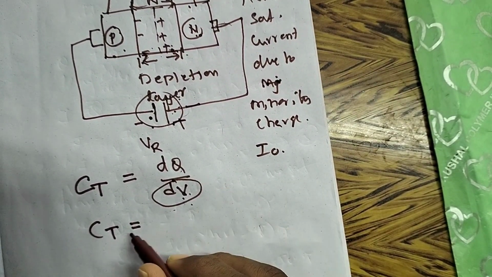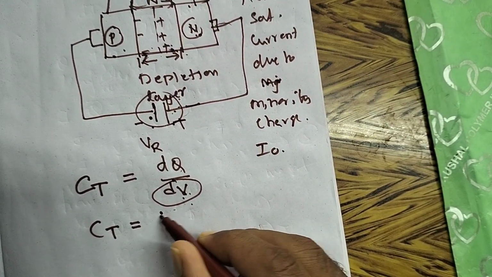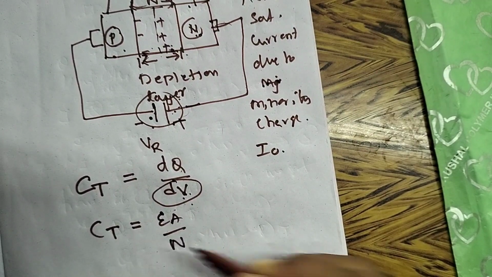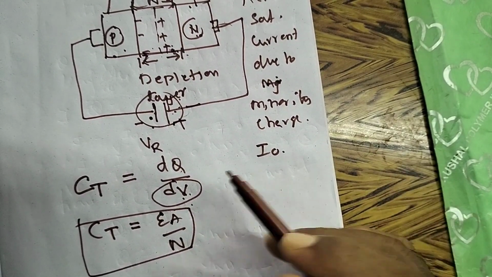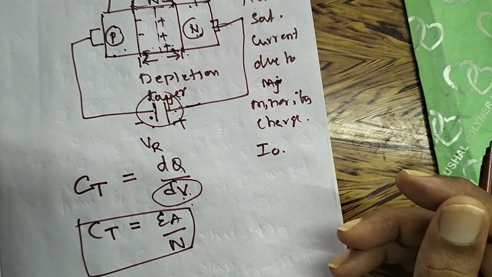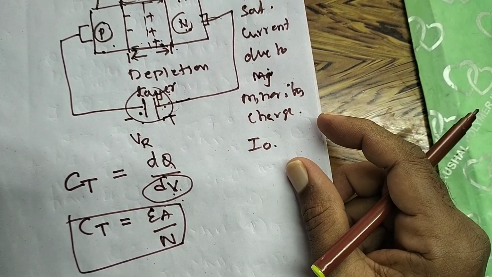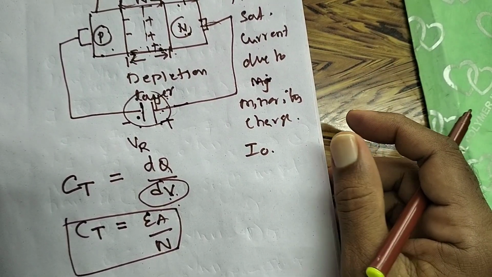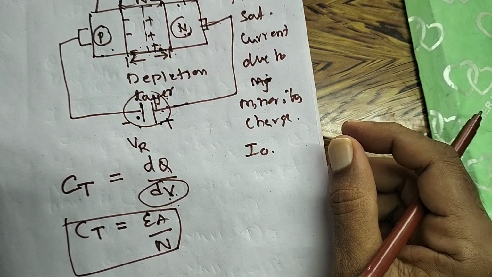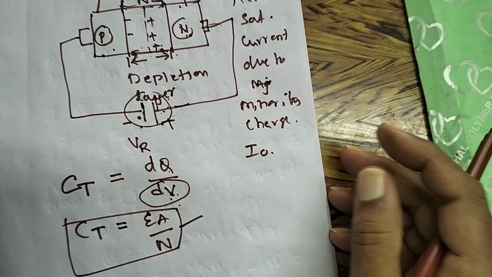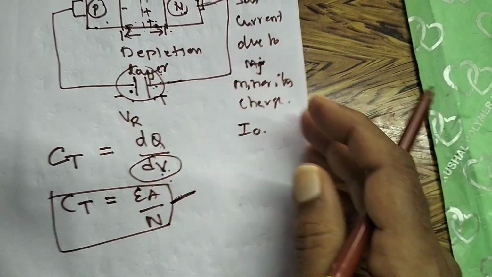Now we need to find the transition capacitance, epsilon A by W. Okay, so this is the final expression. We need to prove the equation of transition capacitance. To prove this equation, we require a relation between potential and charge density. With the help of that equation we find this final expression. Let me start the derivation of transition capacitance to prove this final equation.